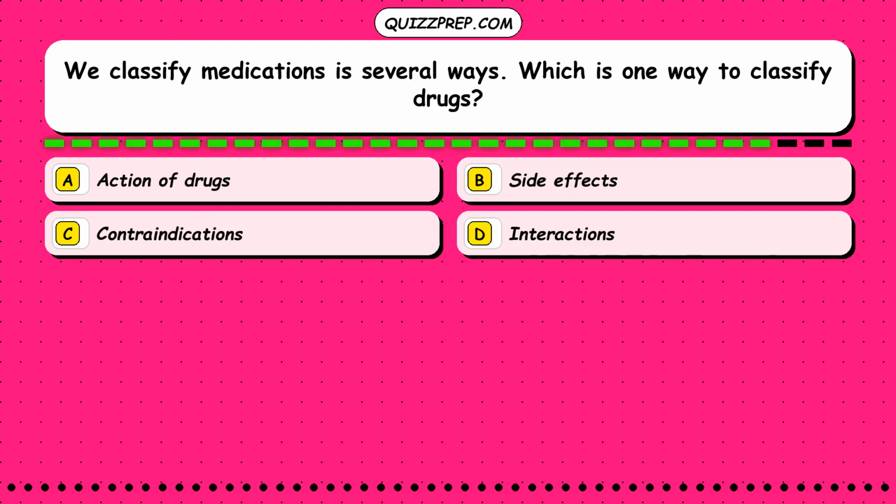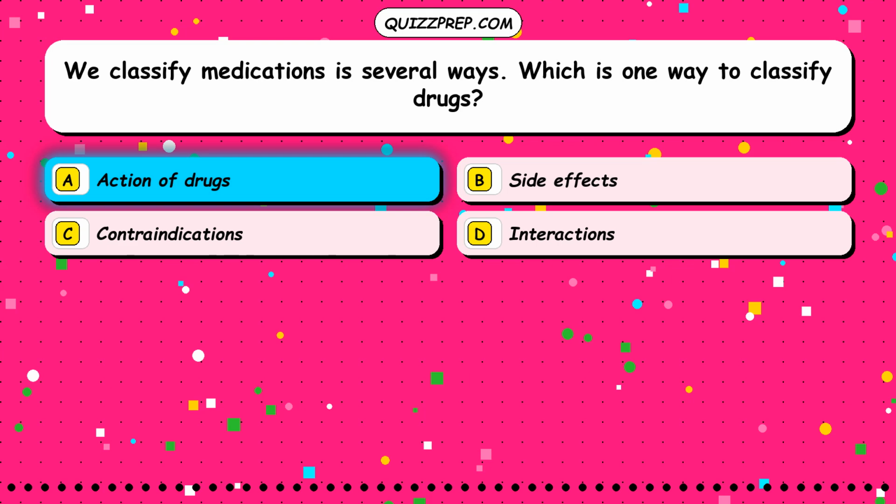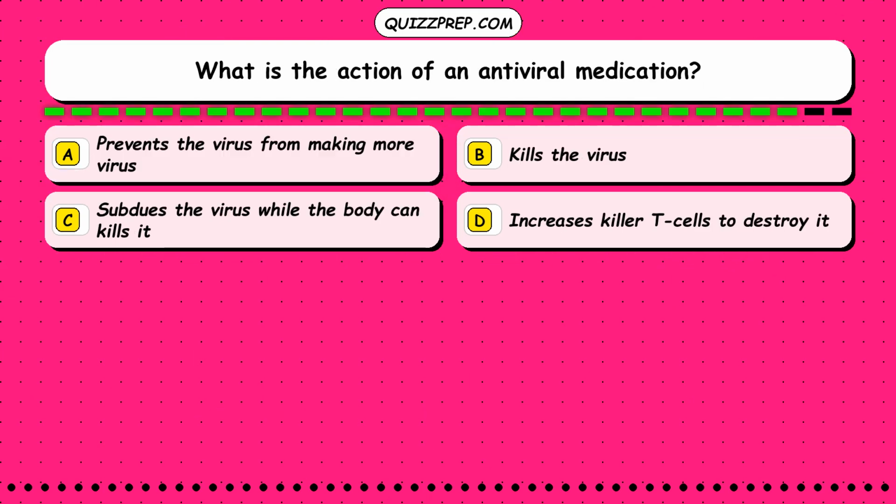Question 366. We classify medications in several ways. Which is one way to classify drugs? Option A, action of drugs. Option B, side effects. Option C, contraindications. Option D, interactions. The correct answer is option A, action of drugs. Question 367. What is the action of an antiviral medication? Option A, prevents the virus from making more virus. Option B, kills the virus. Option C, subdues the virus while the body can kill it. Option D, increases killer T cells to destroy it.